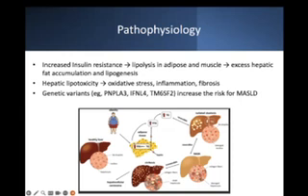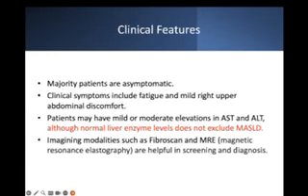The main thing in pathophysiology is increased insulin resistance, which causes lipolysis in adipose and muscle tissues, and then free fatty acids travel to the liver, and they cause fat accumulation and lipogenesis. We're going to have hepatic lipotoxicity, resulting in oxidative stress, inflammation, and fibrosis. Genetics also plays a role. Genetic variants like PNPLA3, IFNL4, TM6SF2 increase the risk for MASLD.